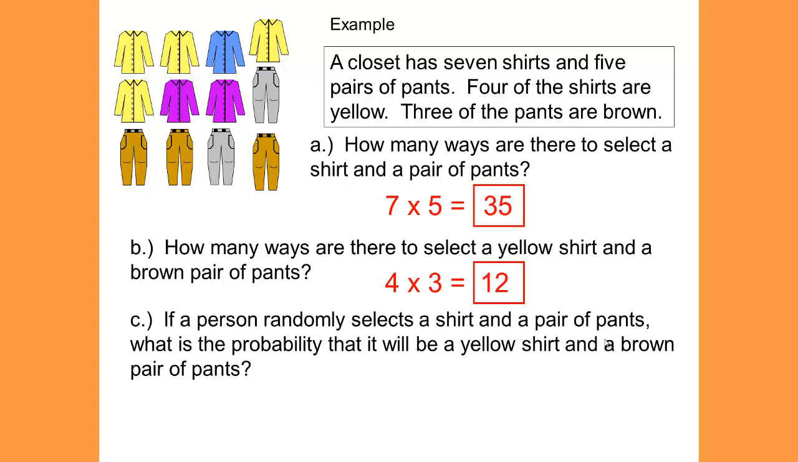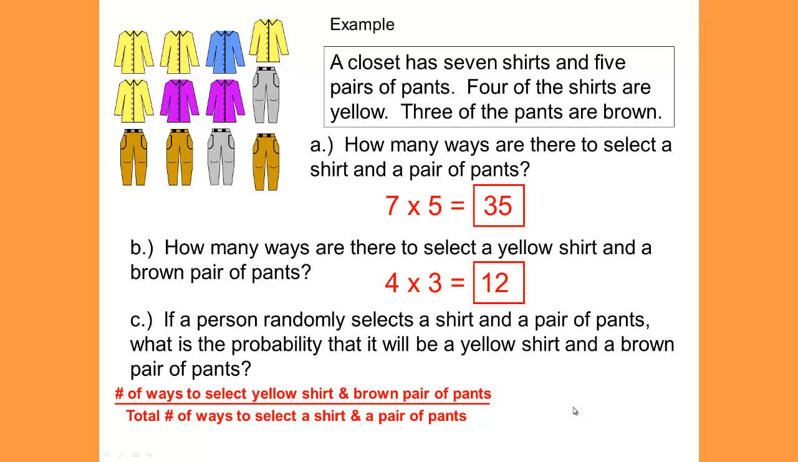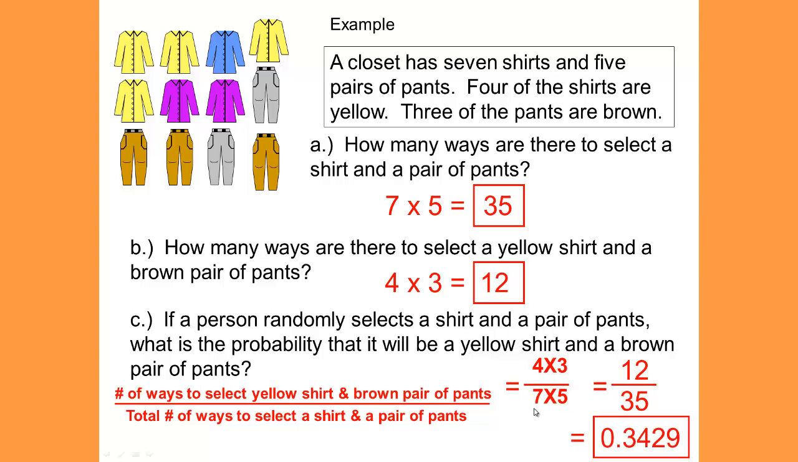So if a person randomly selects a shirt and a pair of pants, what is the probability that it will be a yellow shirt and a brown pair of pants? Well, the number of ways to select a yellow shirt and a brown pair of pants is 12 over the total number of ways to select from their closet, which is 35. So that would be 12 over 35, which would give us 0.3429.